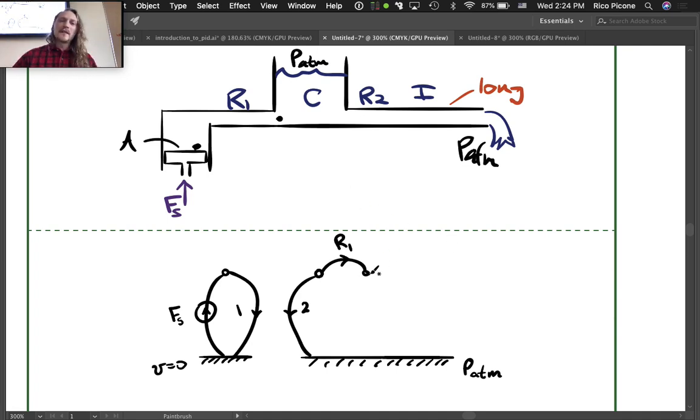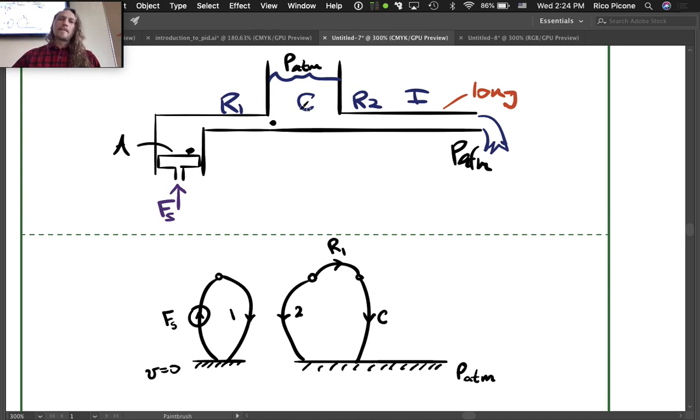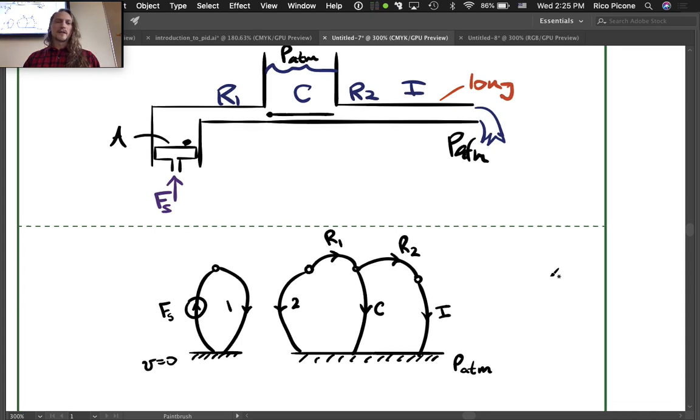Okay, so this goes to a capacitor, which is referencing the atmospheric pressure, right? So it has a capacitance C to atmosphere. And then this pressure is the same along the bottom of this tank. And then we go through R2 and I back out to atmosphere. So R2, let's say, and then the inertance back to atmosphere. So there's our linear graph representation.